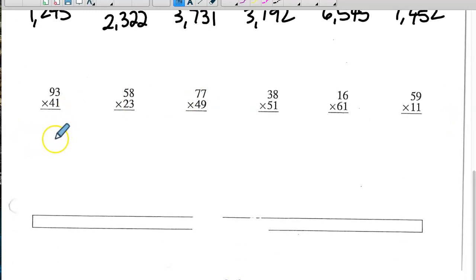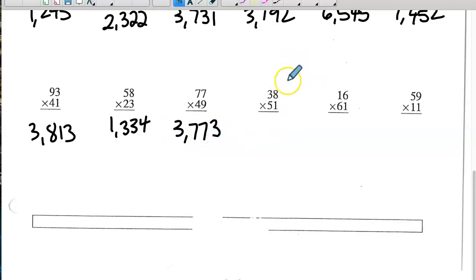And then the last row here we have 93 times 41, 3,813. 58 times 23 is 1,334. 77 times 49, 3,773. 38 times 51 is 1,938. 16 times 61 is 976. And 59 times 11 is 649.